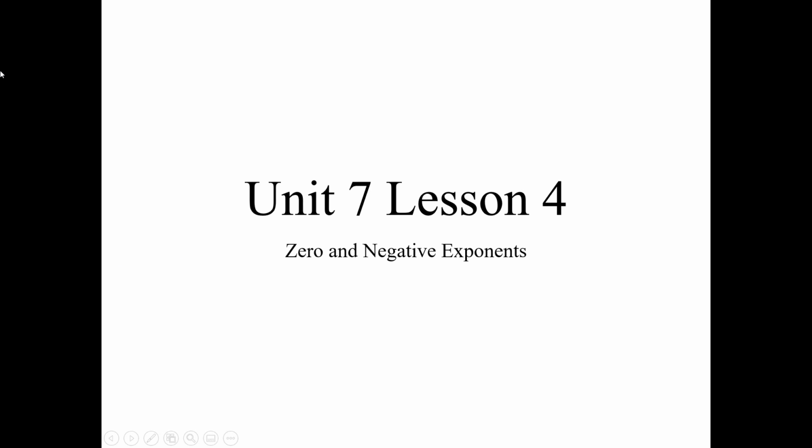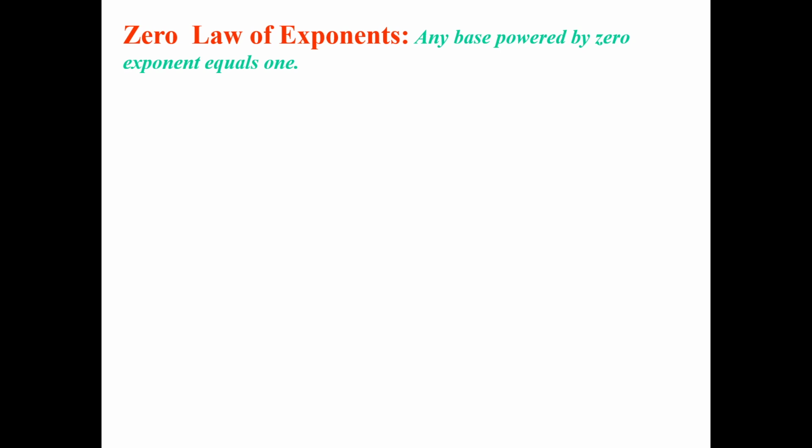All right, this video is for Unit 7, Lesson 4, which will be on how to work with zero exponents and negative exponents, which we've kind of seen in class, but we haven't really discussed what they mean or how to work with those yet. We're still going to be using all the same properties of exponents that we learned before, and I'll review those as we go through the video. But the thing for today will be knowing what to do when we see a zero.